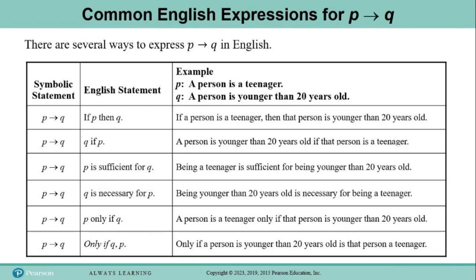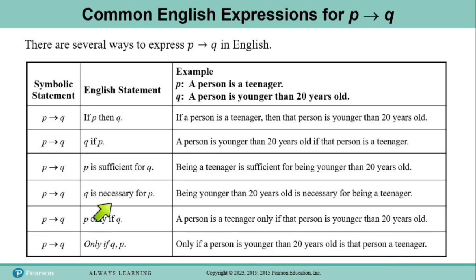When you have sufficient in your sentence, P is sufficient for Q, then when you write that in symbolic form, the P and the Q stay in the same order. If P then Q. P is sufficient for Q, in symbols becomes if P then Q. The P and the Q don't change order.